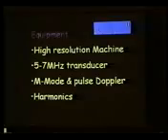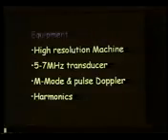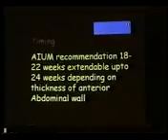Now we come to the equipment. When we talk about equipment, we need a high resolution machine. We need 5 MHz probes, sometimes 7. M-mode and pulse Doppler should be there with your machine. The ideal thing is to have harmonics in the machine, which can give you a quality image.